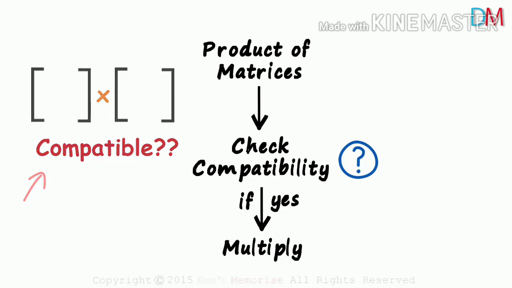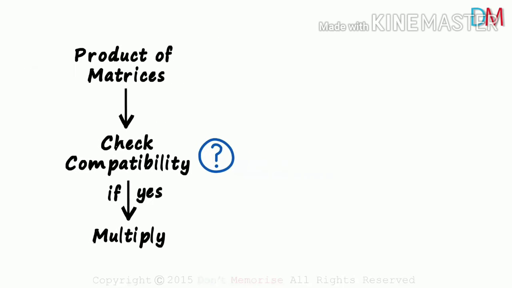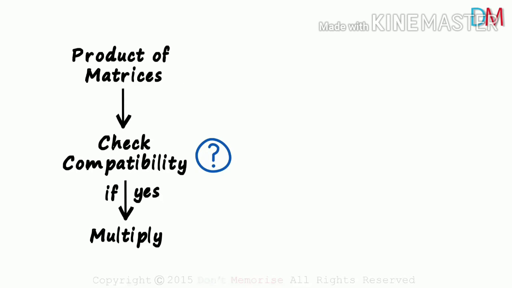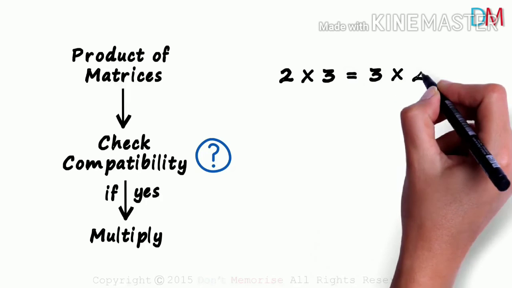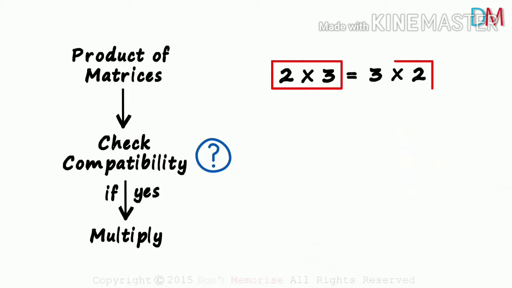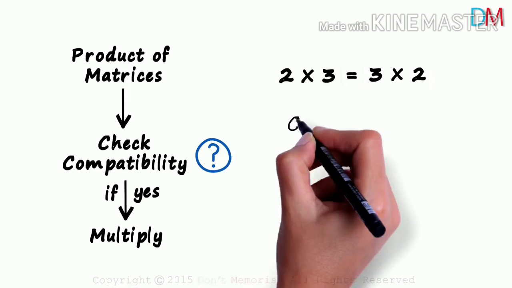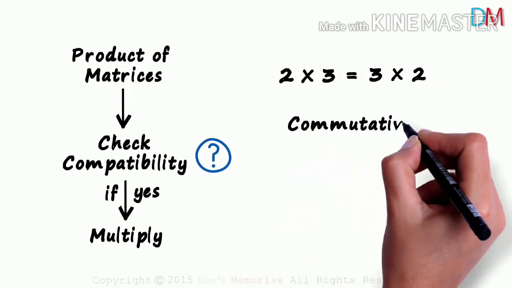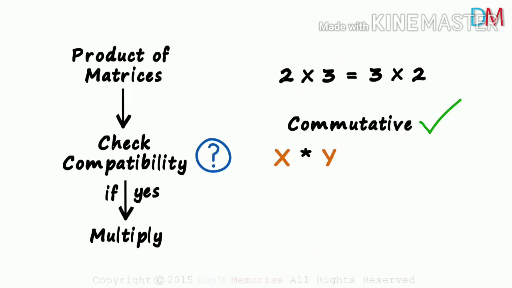But before that, let me ask you an easy question. Let's say we multiply two numbers, 2 and 3. We know that this also equals 3 times 2. 2 times 3 is equal to 3 times 2. This is the commutative property of multiplication. X multiplied by y will always be equal to y multiplied by x if x and y are numbers.